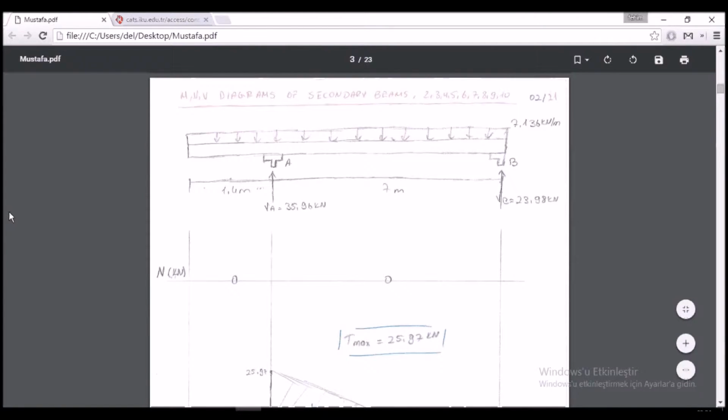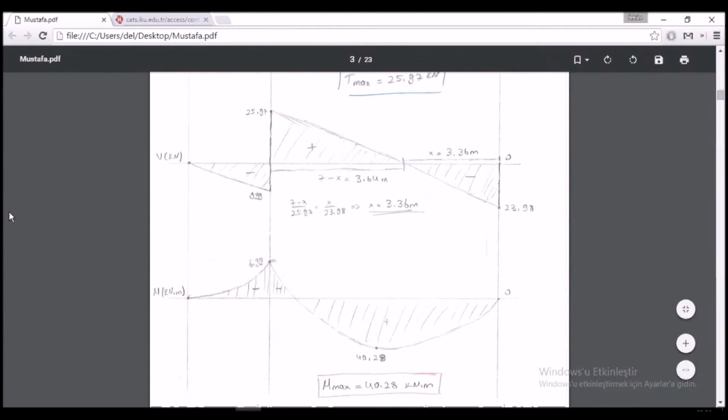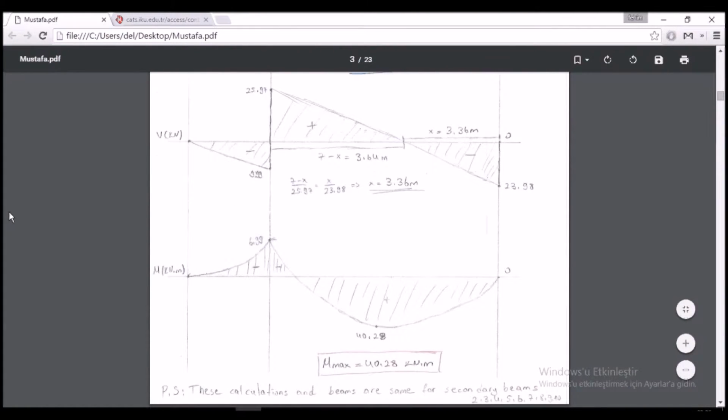At this page, you can see that we drew our MMV diagrams, and we have found Tmax and Mmax values. We will use these values in the future to find stresses of our beams.